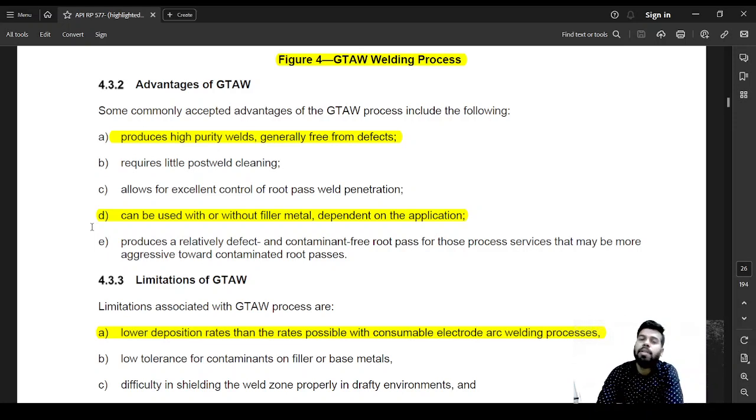The main problem with GTAW is it is very slow. It can be done with or without filler metal depending on the application. The process is relatively defect and contaminant free for the root pass.